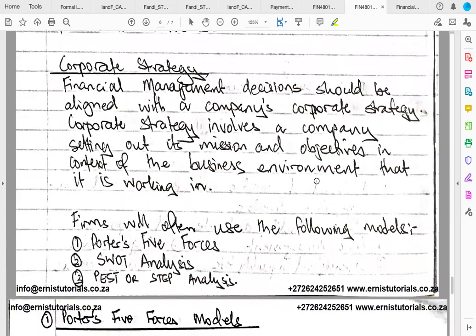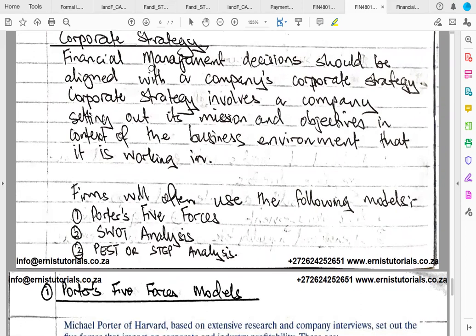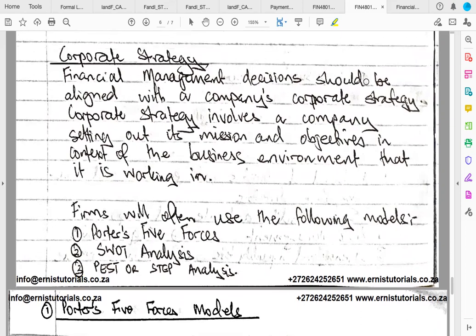And then the last thing you need to note in the first study unit on an overview of financial management is corporate strategy. Corporate strategy is closely related to financial management. So financial management decisions should be aligned with the company's corporate strategy. Corporate strategy involves the company setting out its mission and objectives in the context of the business environment that it's working in. In other words, when senior financial management is setting its goals, it needs to also consider the corporate strategy of the company, and likewise, when the directors are setting the corporate strategy of the company, they also need to consider the financial management aspect.